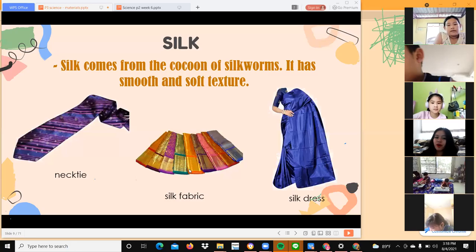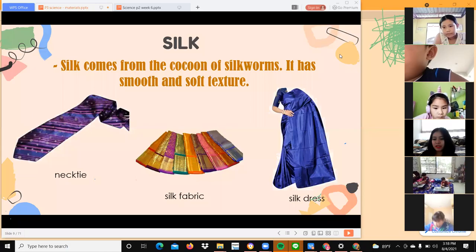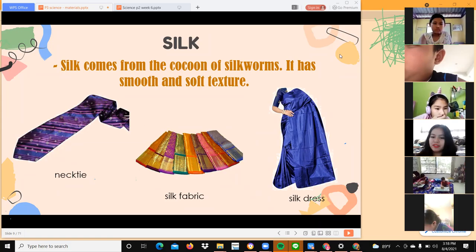I think many Thai girls have this one because some of Thai dresses are made of silk. We also have here the silk dress. I have silk clothes which I use whenever I'm sleeping. The sleepwear is made of silk. Okay, these are the objects made out of silk.